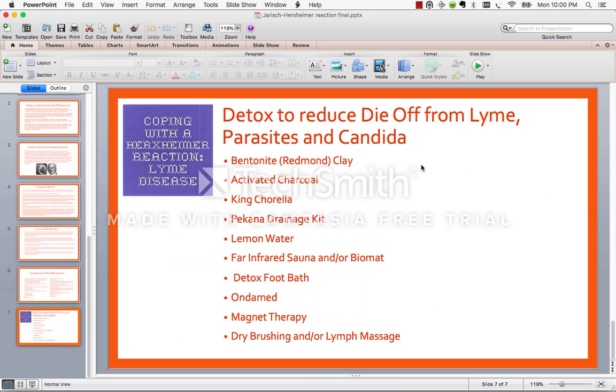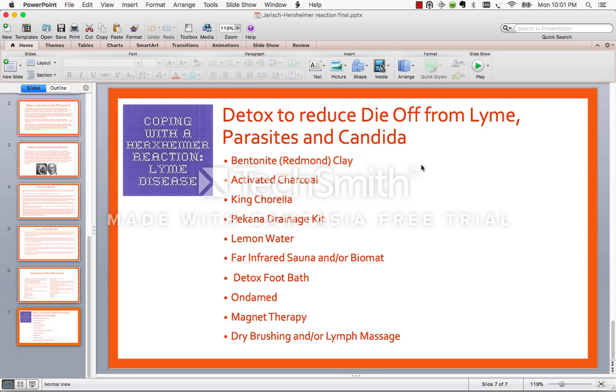So, what do we do for detox and Lyme die-off, parasites, Candida? Bentonite clay or Redmond clay, activated charcoal can be used. These things need to be taken a minimum of an hour away from food, supplements, or medications because they bind to those things and they can cause problems with those medications and herbs not working properly. Chlorella can be used. Picana drainage kit works really nice. It's a homeopathic remedy. It's liquid.